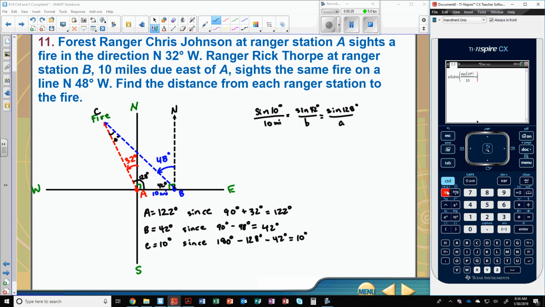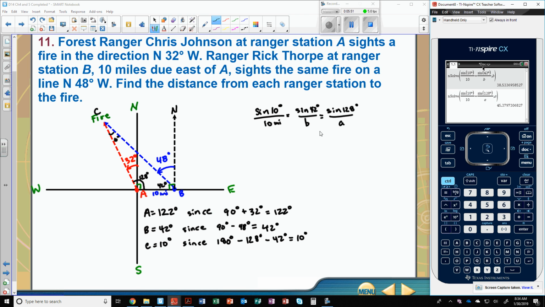And we're going to set this equal to sine of 42 degrees over my b. And that gives me length b. And then I'm going to do the same thing again, except this time I'm going to change the 42 to a 128. And this is now going to find length a. So those are my two lengths here.